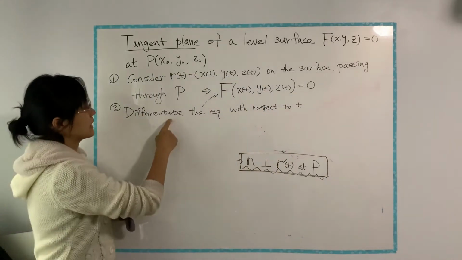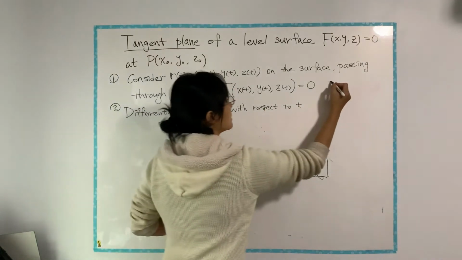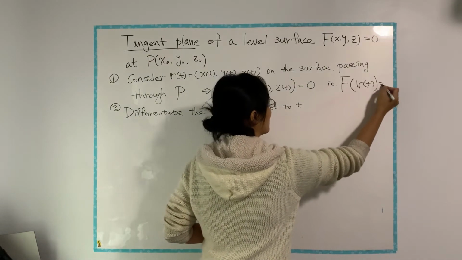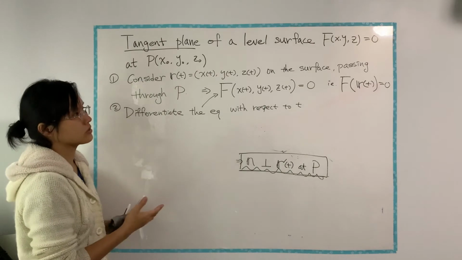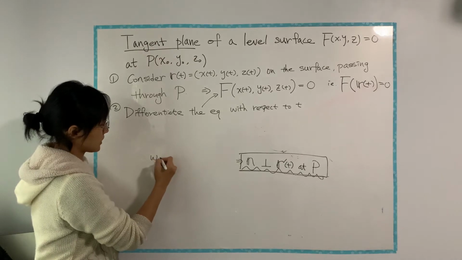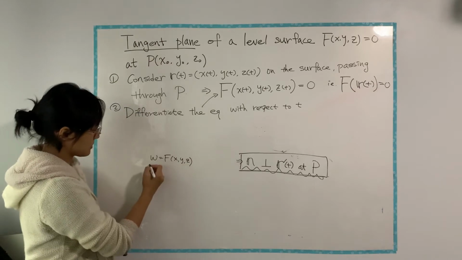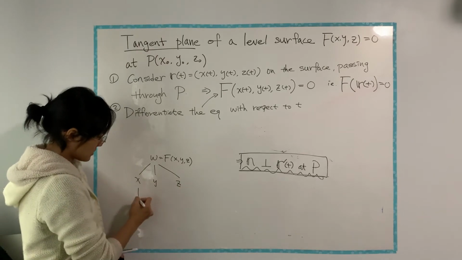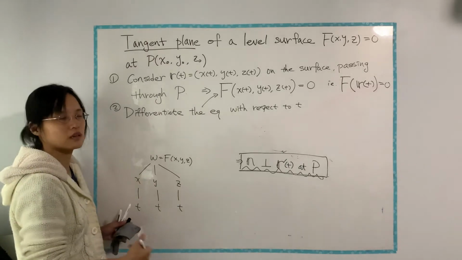Okay, so I need to differentiate this. So this is basically f composite R in short, right? Okay. So I have a composite function and I need to differentiate this composite function. So you can say W is equal to f of x, y, z if you want to, okay? So W is a function of x, y, z. X is a function of t, y is a function of t, z is a function of t, because we now restrict on the curve.